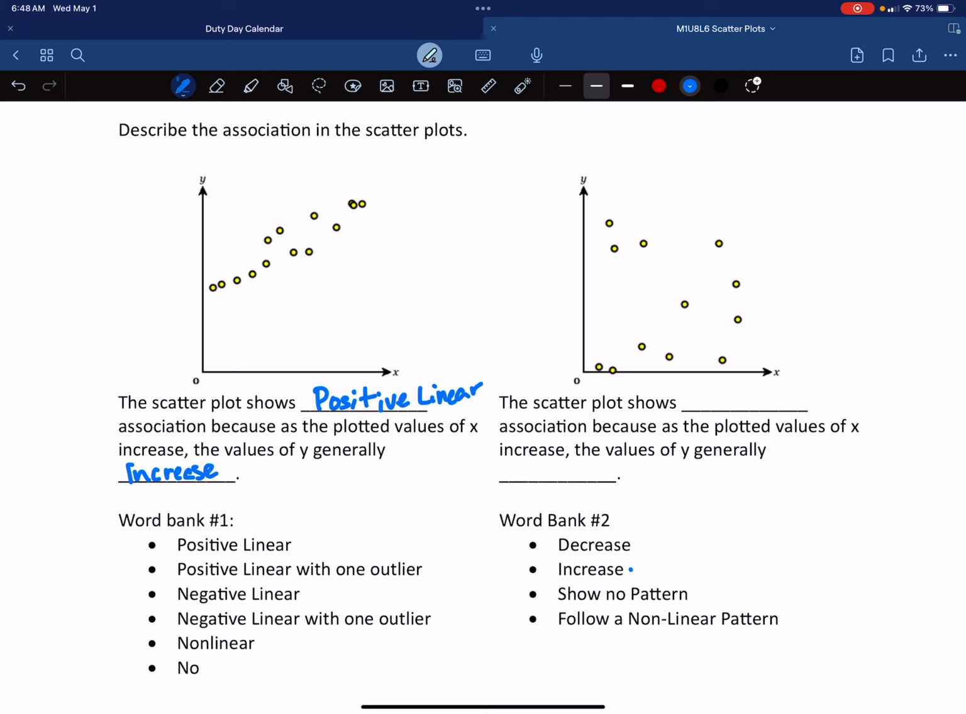Okay, so for the second graph of example 2, the scatter plot shows, to me, this is going to be no association, because there is no pattern.